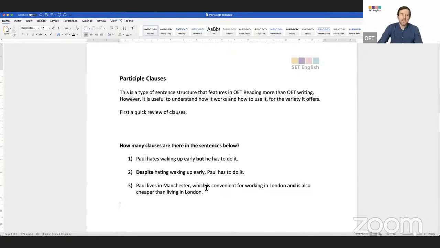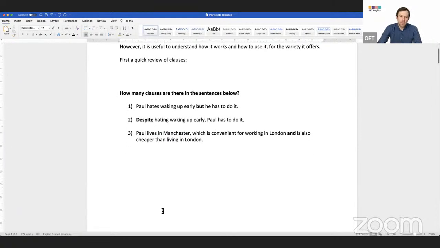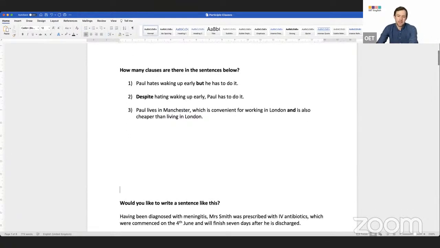I'm going to give you a sentence and I want you to tell me if you like it and if you wish that you wrote sentences like this.